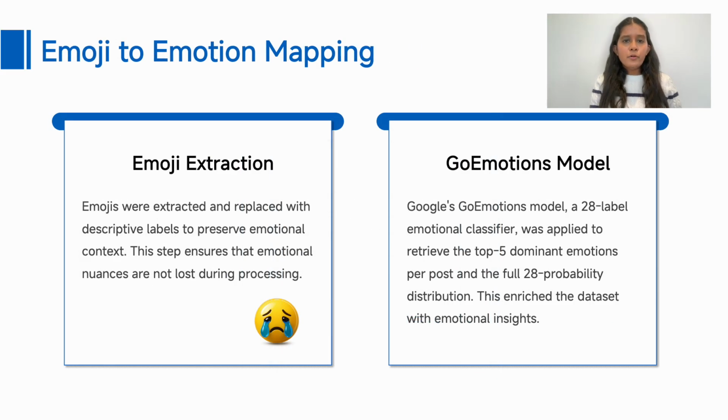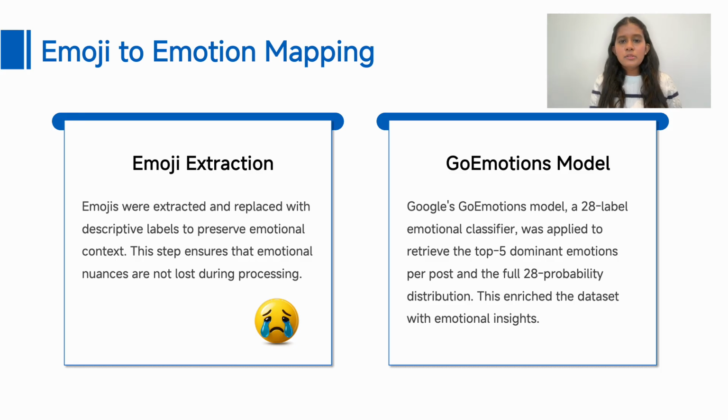Well, you may have noticed in many mental health posts, emotions are not only expressed through words, but also through emojis. Since emojis can strongly influence the emotional tone of a message, I didn't want to lose that signal during pre-processing. So first, I extracted all emojis and replaced them with descriptive text labels such as crying face or heartbreak. This allowed me to preserve their emotional meaning in a machine-readable form.